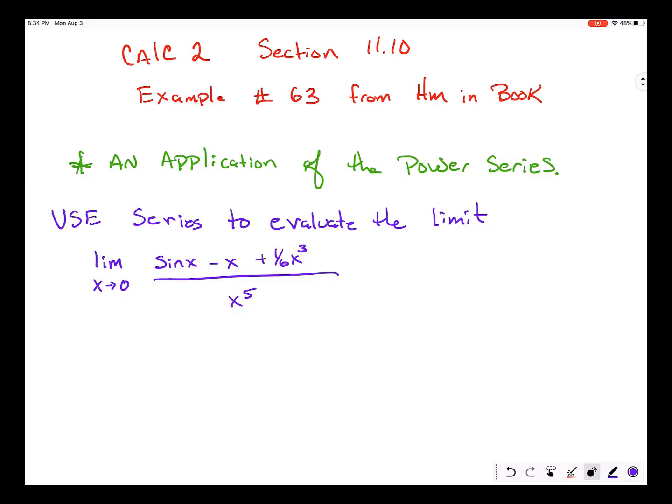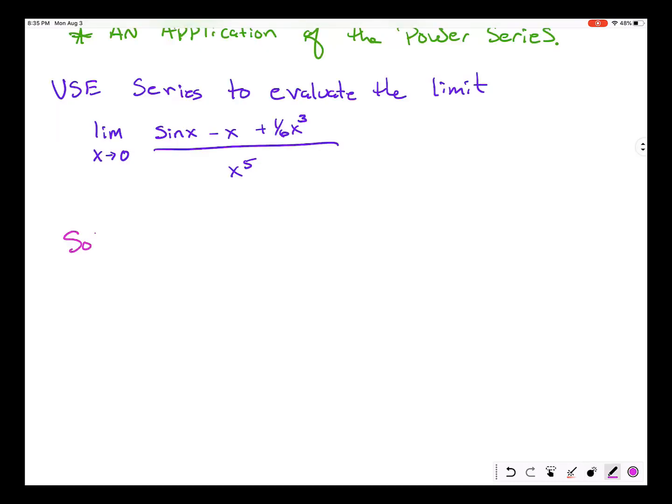So, an application of the power series that we might run into is this style of question, where we're asked to use this series to evaluate the limit. So here's my solution.